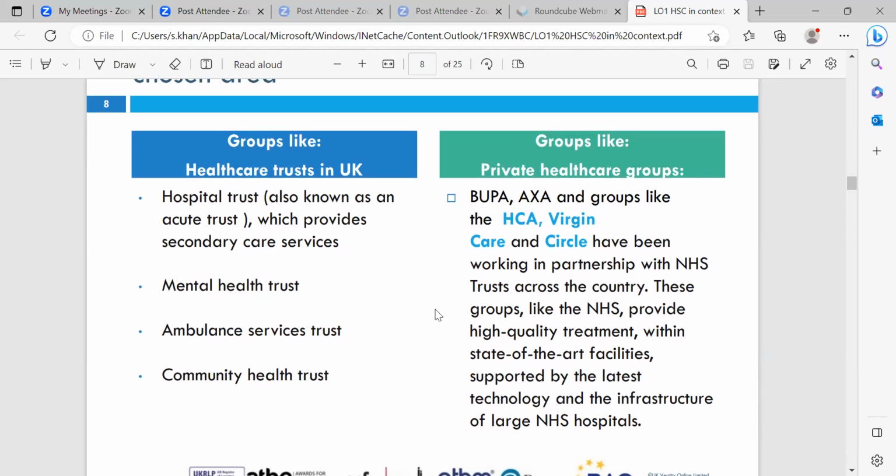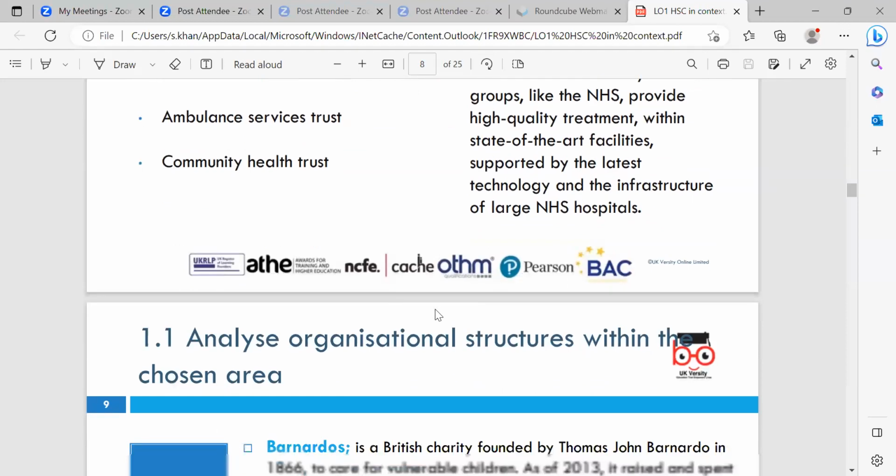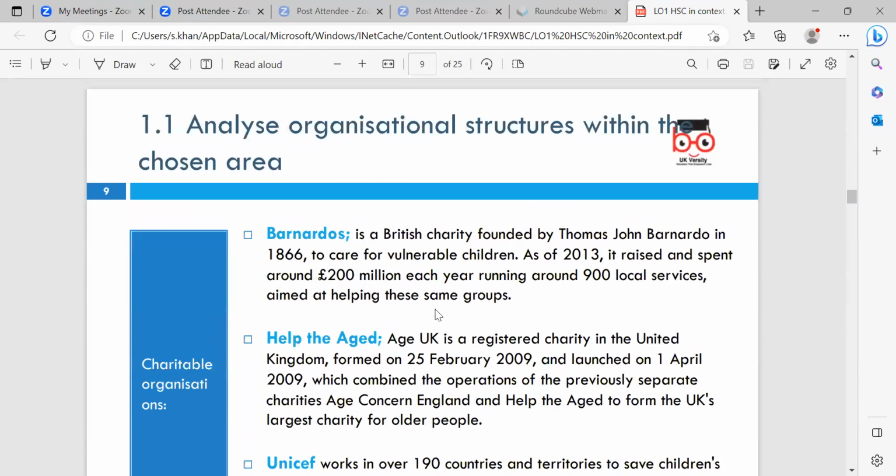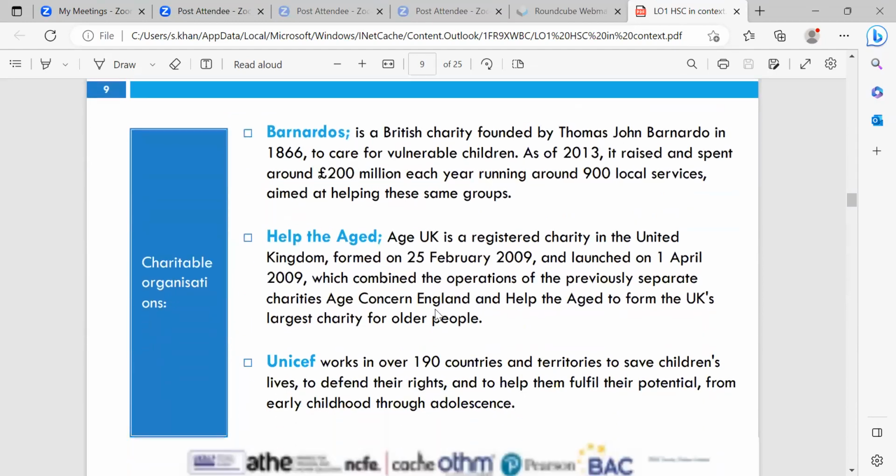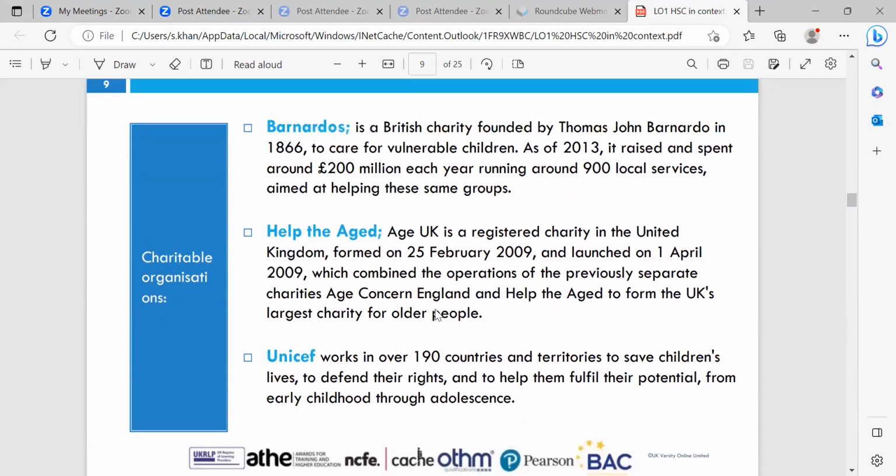These groups, like the NHS, provide high quality treatment within state-of-the-art facilities, supported by the latest technology and the infrastructure of large NHS hospitals. 1.1. To analyse organisational structures within the chosen area, charitable organisations such as Barnardo's. Barnardo's is a British charity founded by Thomas John Barnardo in 1866 to care for vulnerable children. As of 2013, it raised and spent around 200 million each year, running around 900 local services aimed at helping these same groups.